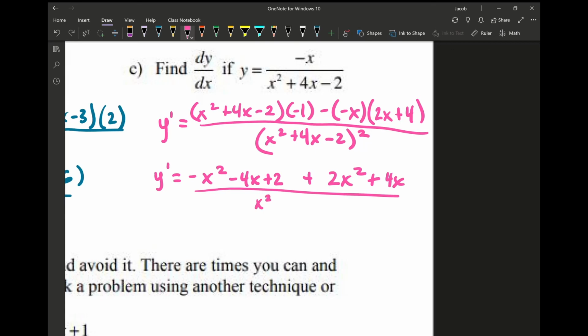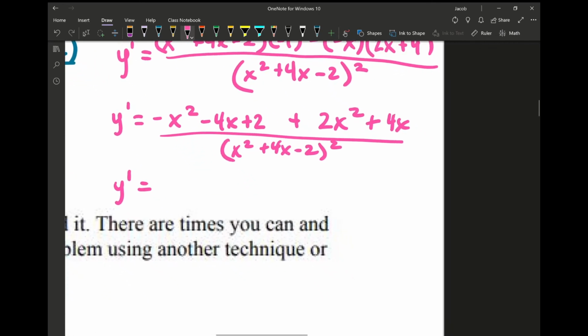I'll just write my denominator real quick. And now I can combine like terms in my numerator. So I've got an x squared plus 0 plus 2. Because these guys cancel. Bye bye. That's all over x squared plus 4x minus 2 squared.